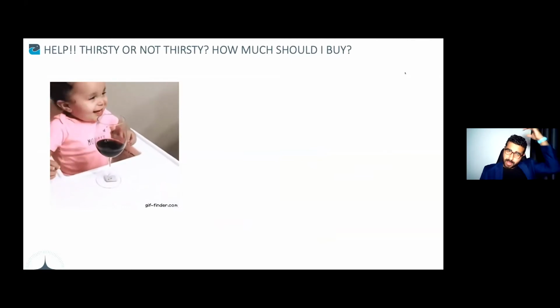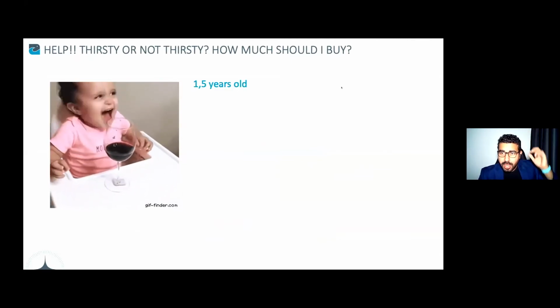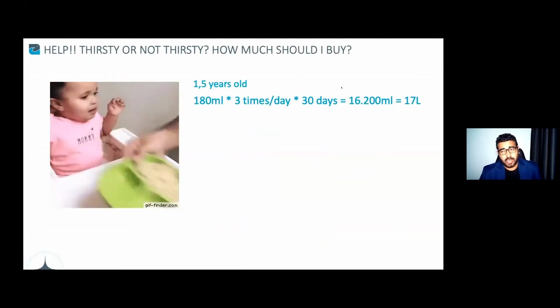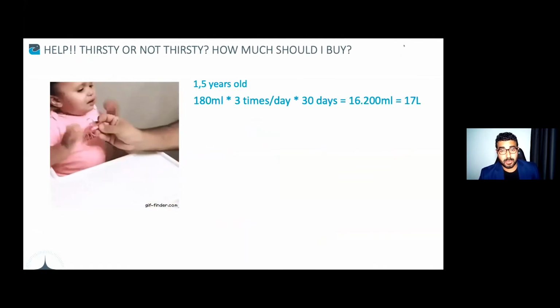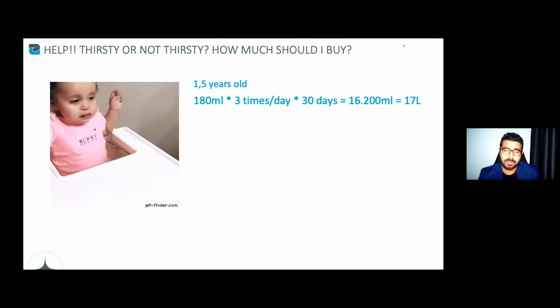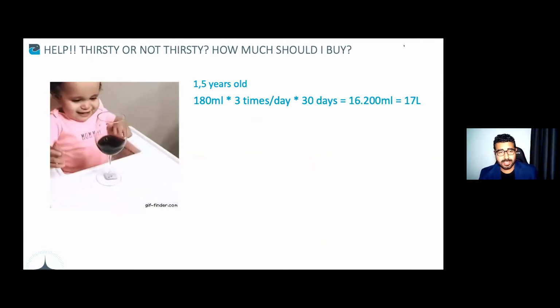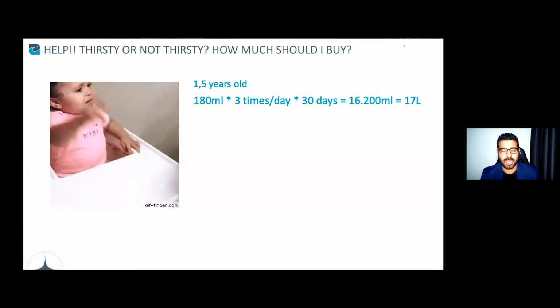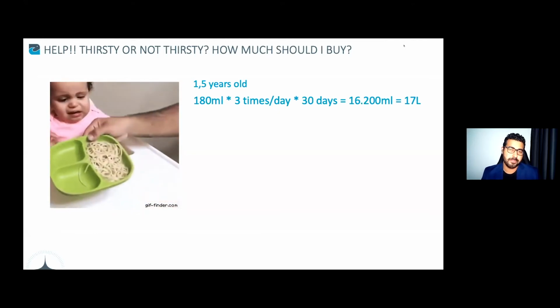I have a 1.5 years old daughter. She usually drinks, or we usually give to her, 180 ml 3 times a day, 30 days. So per month we buy 17 liters of milk.